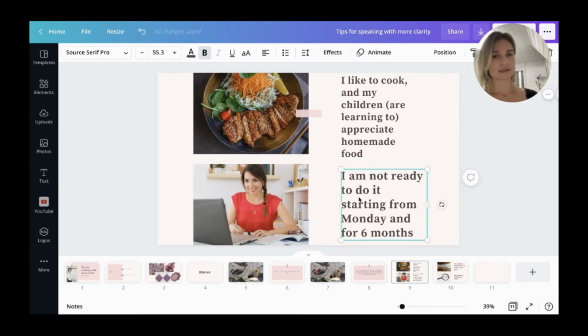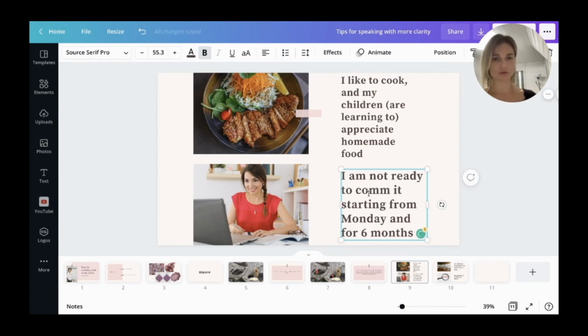Another student said today, I'm not ready to do it starting from Monday and for 6 months. Again, when a student tries to explain something quickly and right now, and they feel the urge to respond immediately, they use the words that they know. And all these words are correct here, but it's not really clear what they meant, because I know what they meant, and they meant I'm not ready to commit.